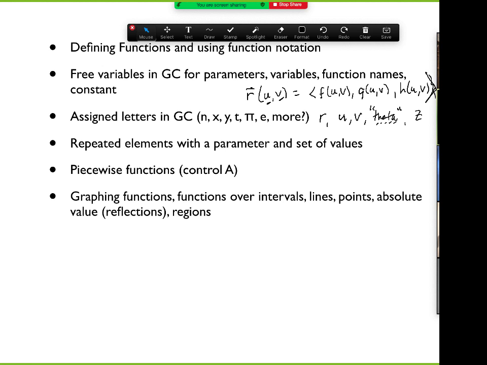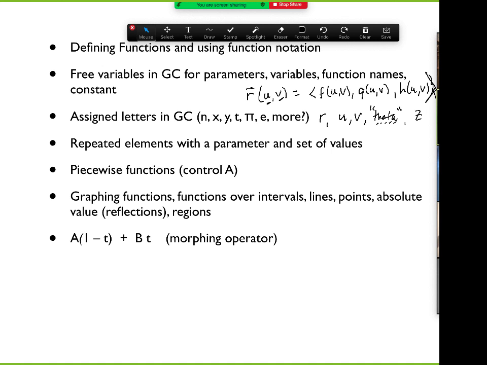But this we have definitely done: graphing functions, including over intervals, graphing lines, graphing points. We saw absolute value gives us not just a V shape, but any kind of reflection. We can use absolute value to get a reflection. And then graphing regions. We had the heart and kite homework, and that's all important stuff there.